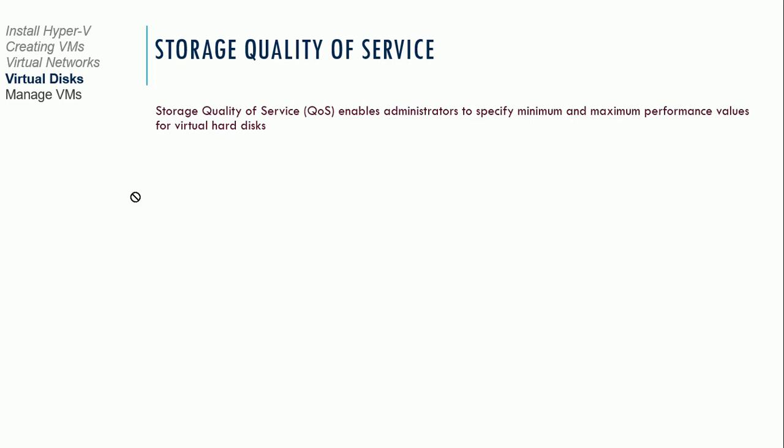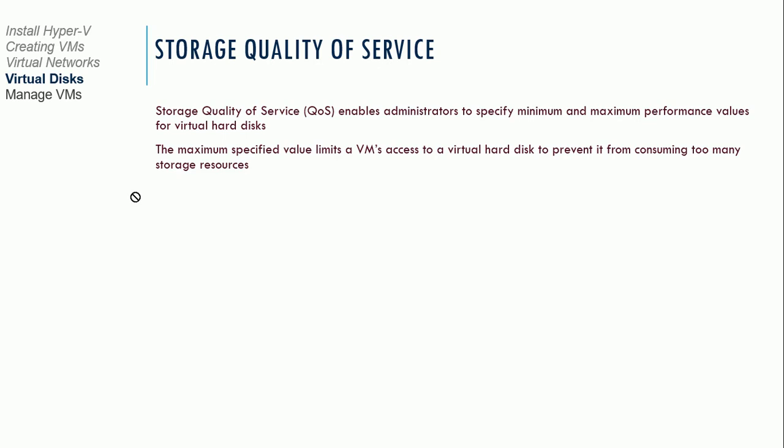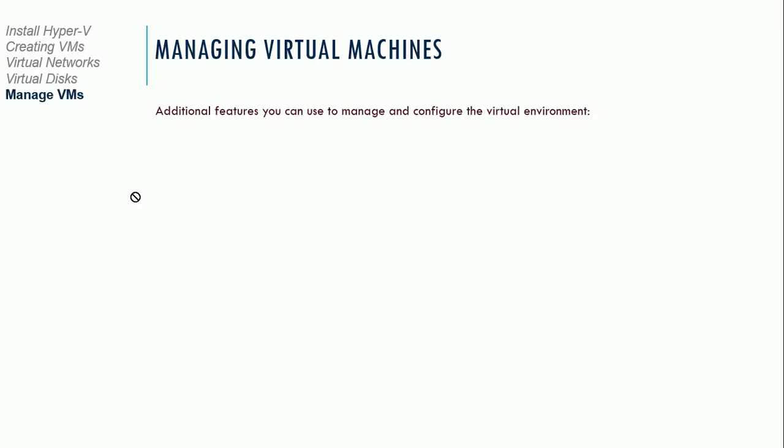So storage quality of service enables you to specify minimum and maximum performance values for virtual hard disks. That limits the VM's access to a virtual hard disk to prevent it from consuming too many storage resources. In other words, if you have a shared storage platform, you're going to want to set what this quality of service is on the storage platform. That way, a single virtual machine isn't saturating the storage platform with disk I/O, thus locking out other virtual machines from utilizing that disk. So in a shared environment, it's kind of important to use quality of service.